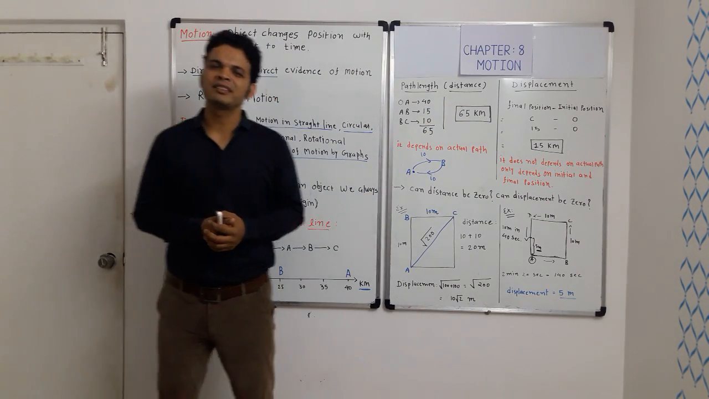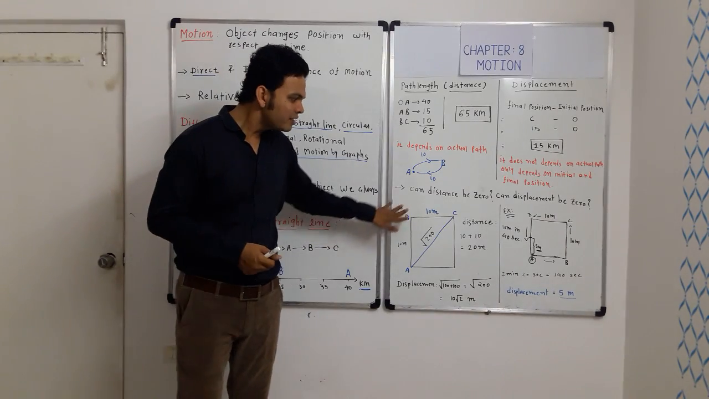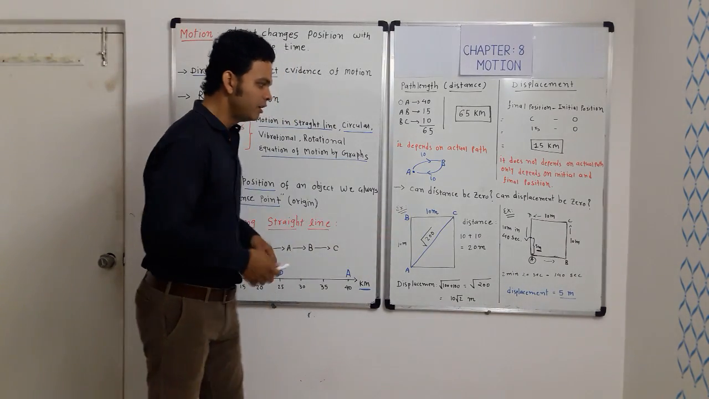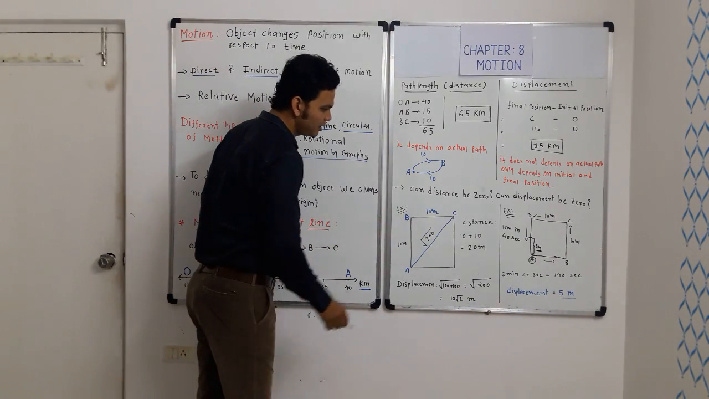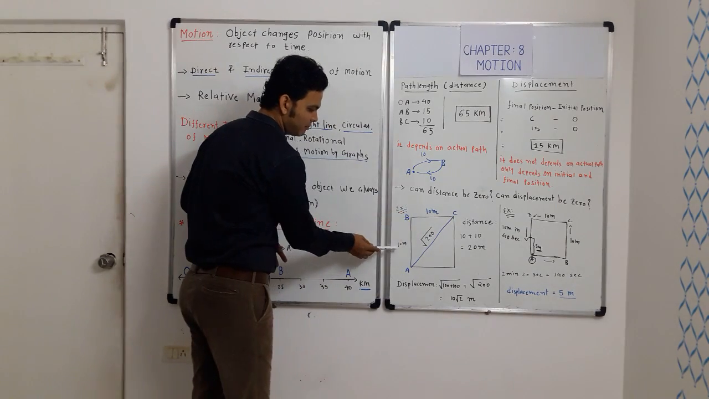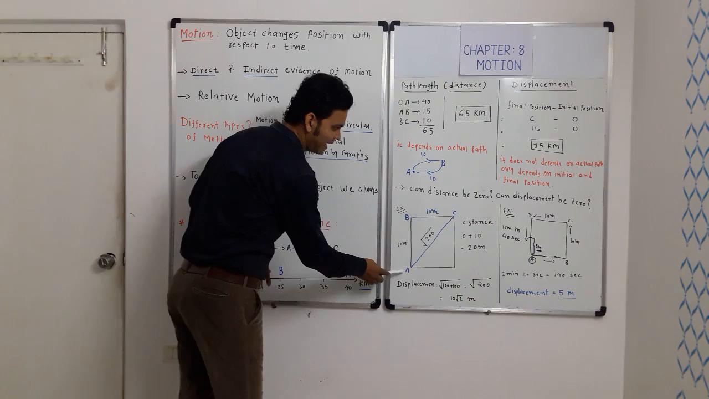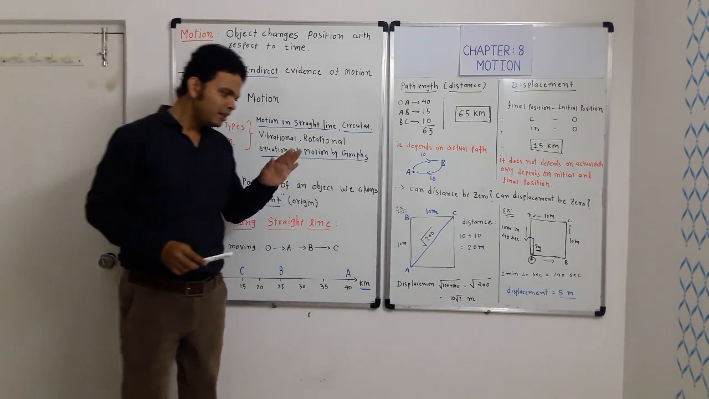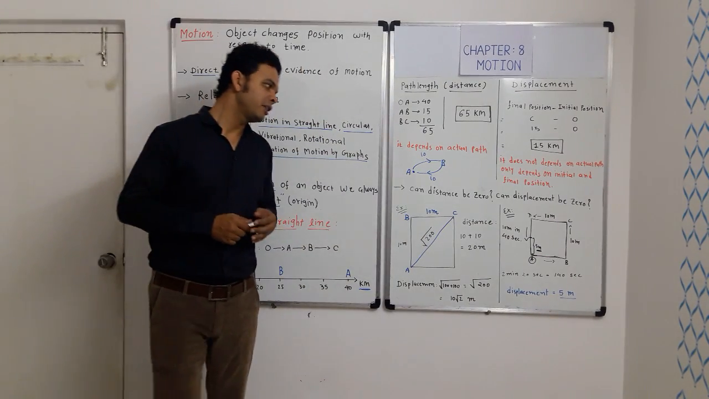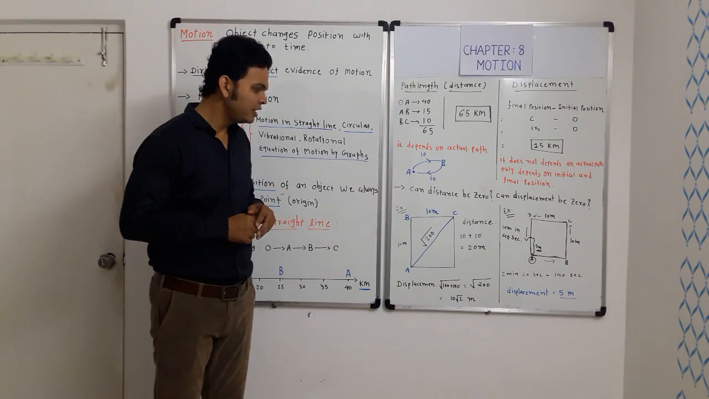So in this example your displacement is 0. Let us take some more examples. Here this is, let's say, a playground which is a square, and the length is 10 meter, the breadth is 10 meter, and one particle is moving from point A to point C. Now in this example we need to calculate what is distance and what is displacement.